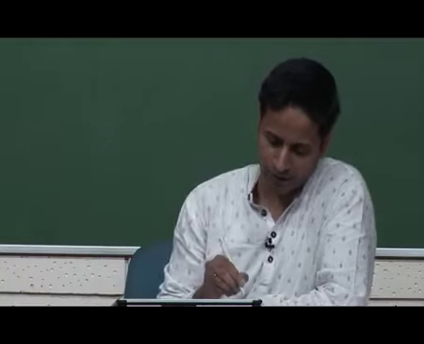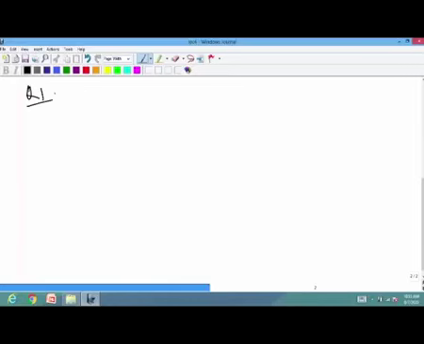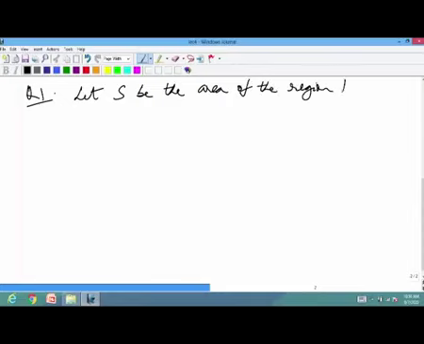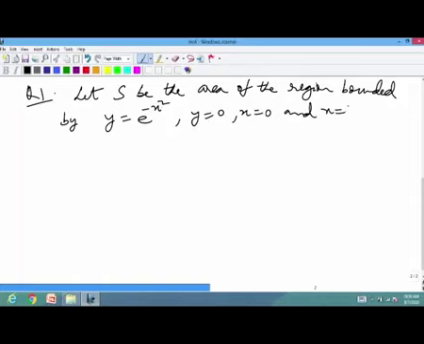So, let us start with problem number 1. This says that let S be the area of the region bounded by y equal to e to the power minus x square, y equal to 0, x equal to 0 and x equal to 1. Then which of the following options are correct?